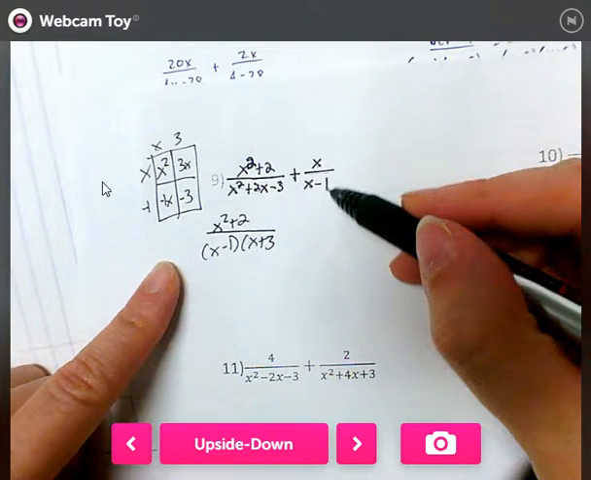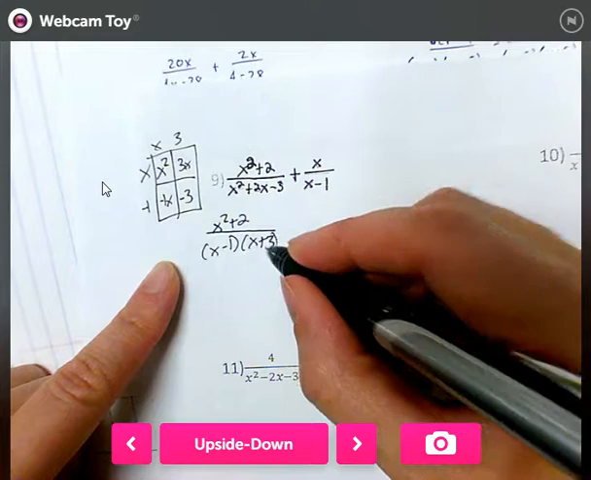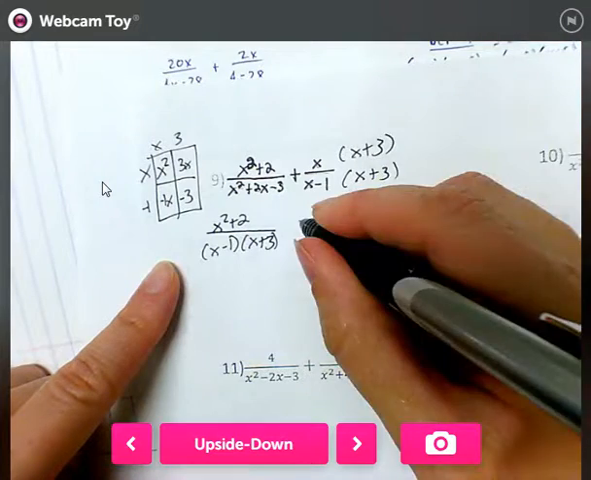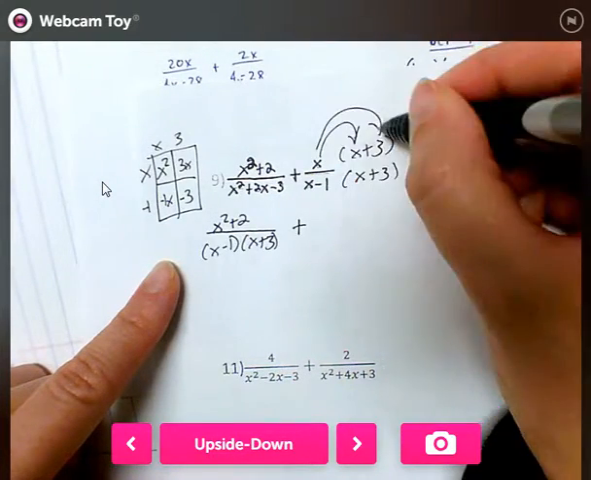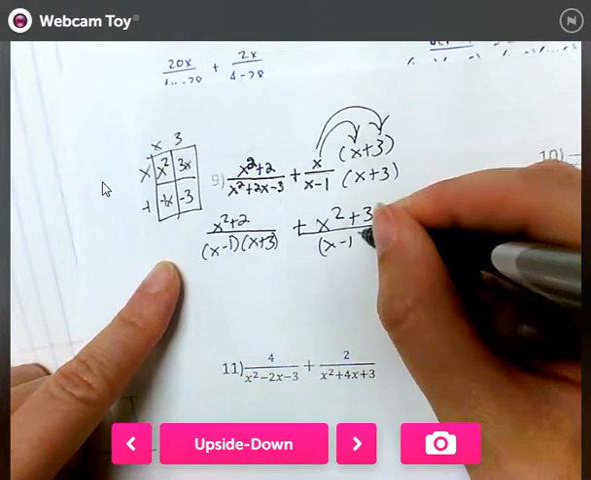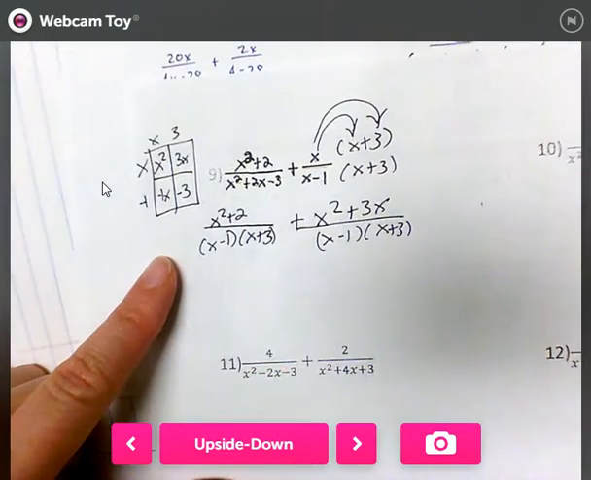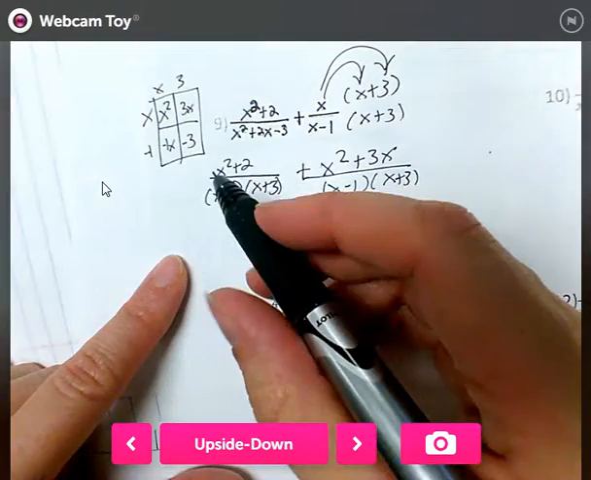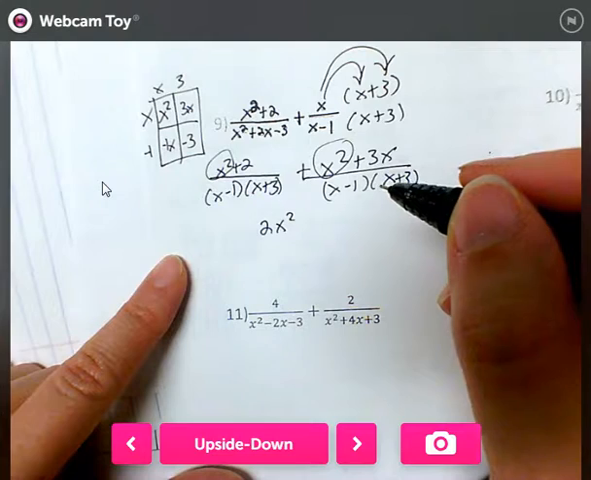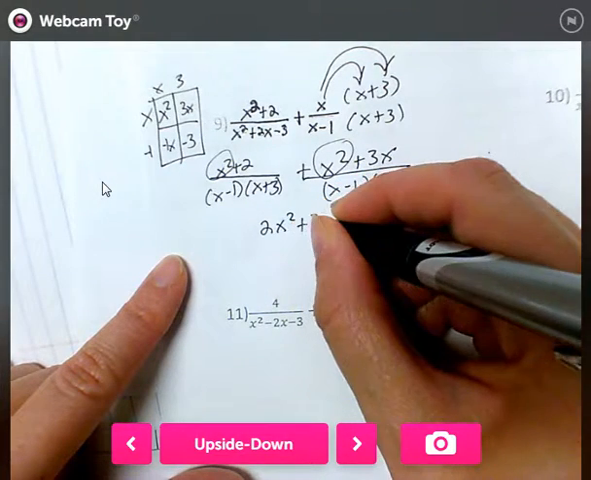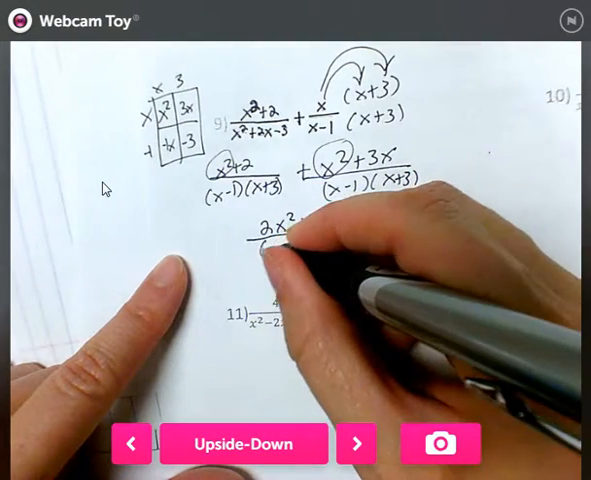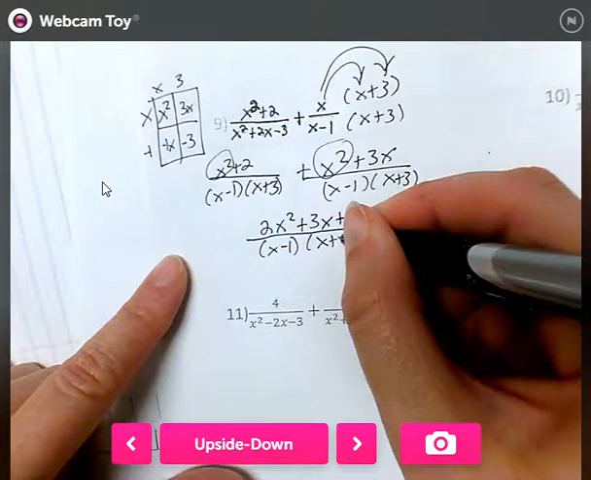Which means, what do I need to multiply this by? x plus 3, the top and bottom by x plus 3. Okay? So I'm going to distribute my x as I do it. And I get x squared plus 3x over x minus 1 times x plus 3. Okay. Now I'm going to add like terms. x squared and x squared gives me 2x squared plus 3x plus 2 all over x minus 1 times x plus 3.